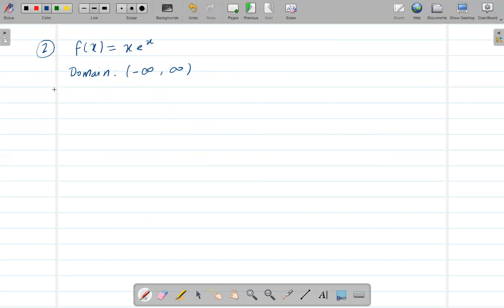And the second one is the y-intercept. We can find the y-intercept if x is equal to 0. So then I can say y is equal to 0 times e to the power 0, which is equal to, well, e to the power 0, or any number to the power 0, is 1. So 0 times 1 is still 0. So that means the y-intercept is (0, 0).